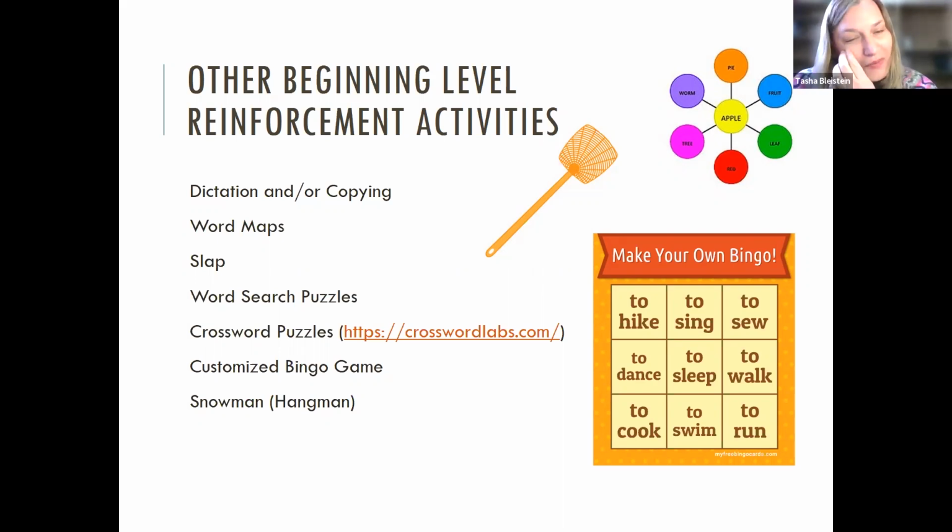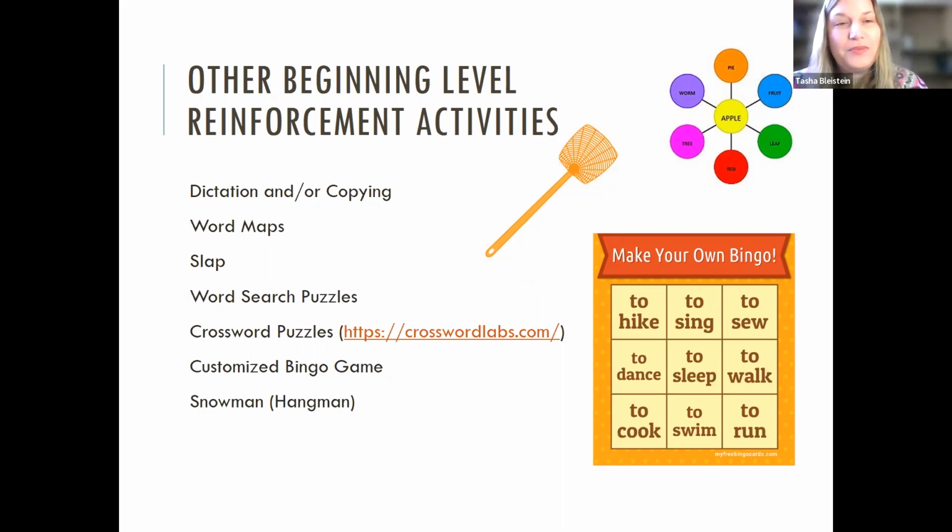And then another little one, if you have extra time, is snowman, which used to be called hangman, but since a number of our learners come from potentially refugee situations, we're not encouraged to use hangman. So try maybe drawing a snowman and have them just work with the vocabulary. So very simple games, but they're fun.